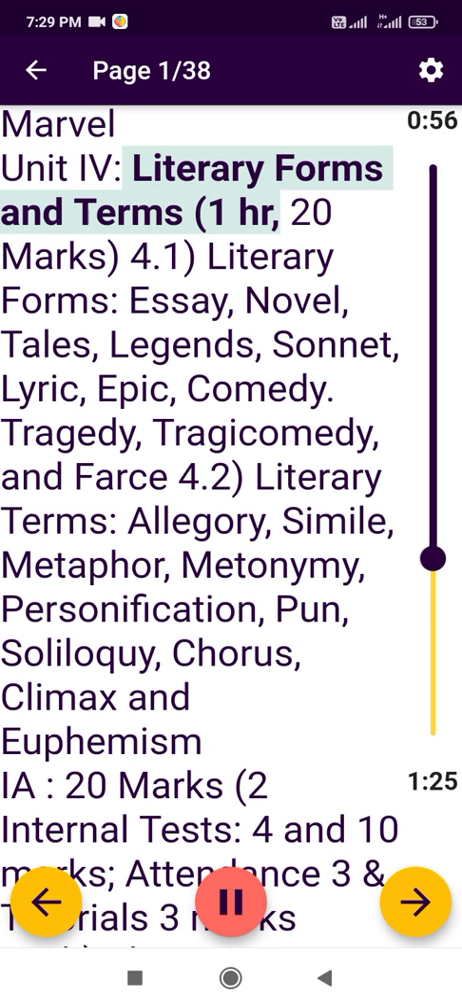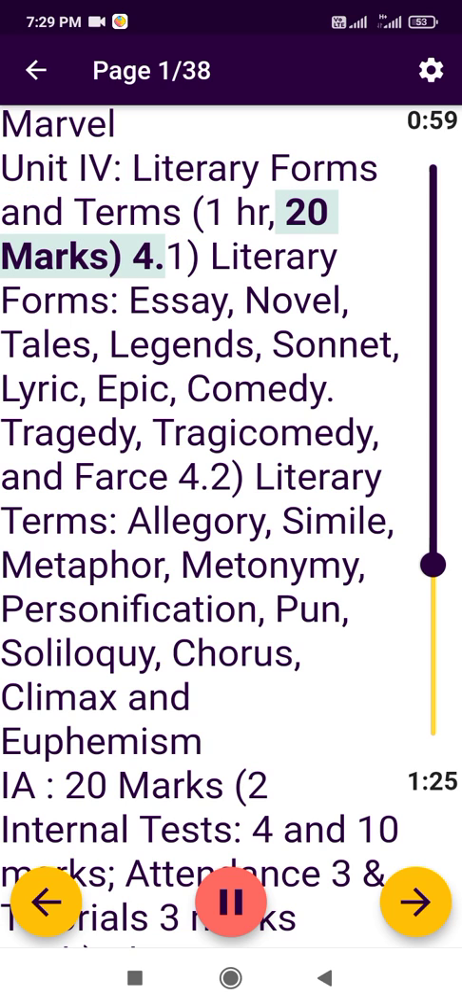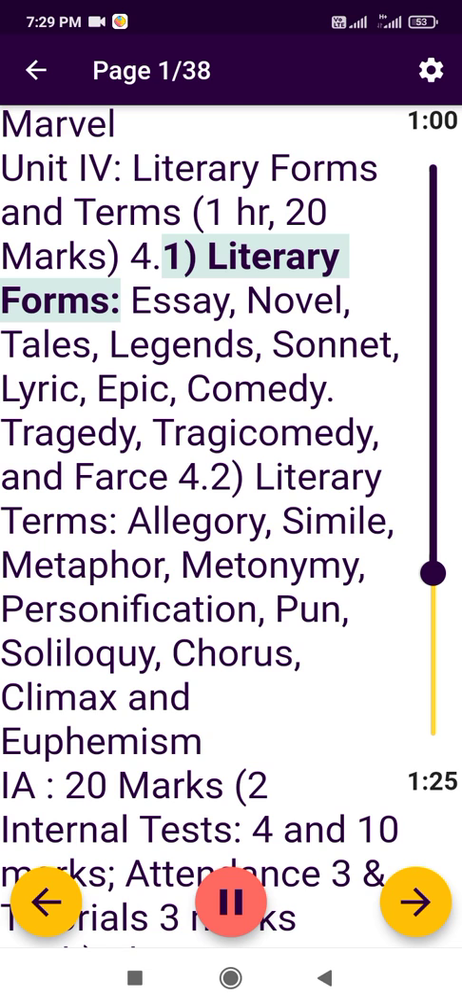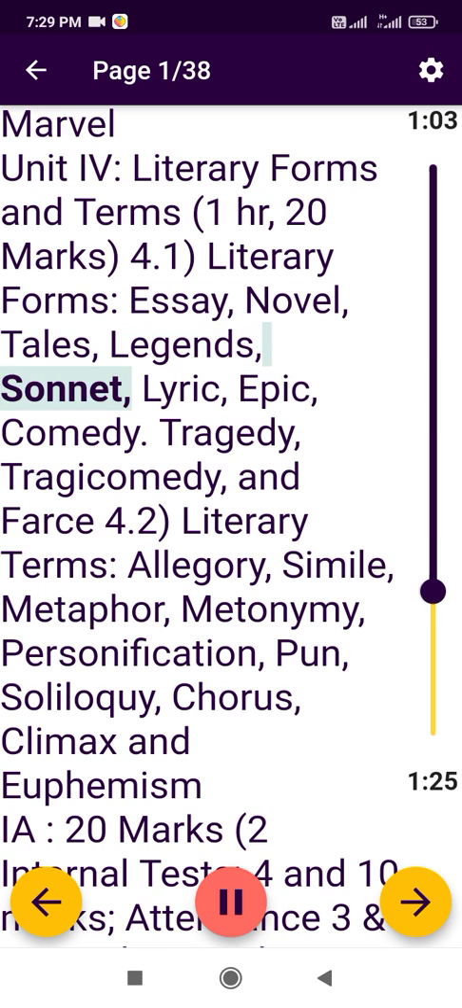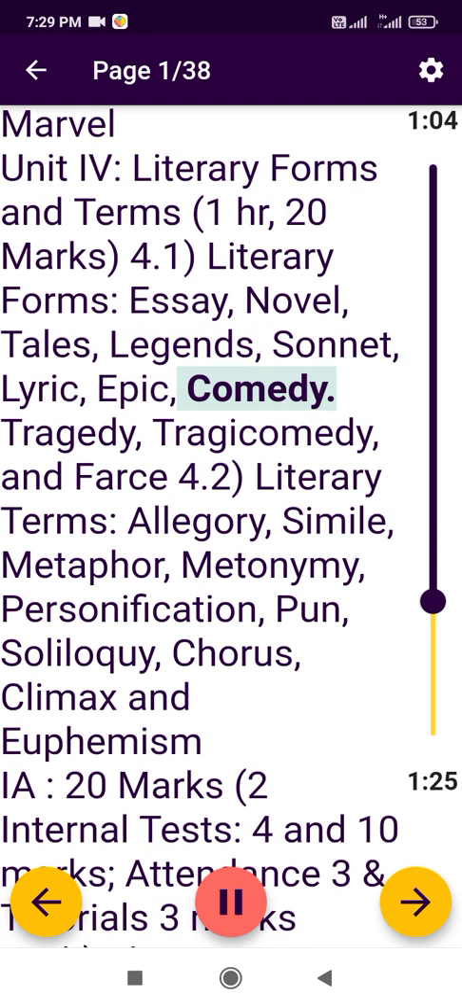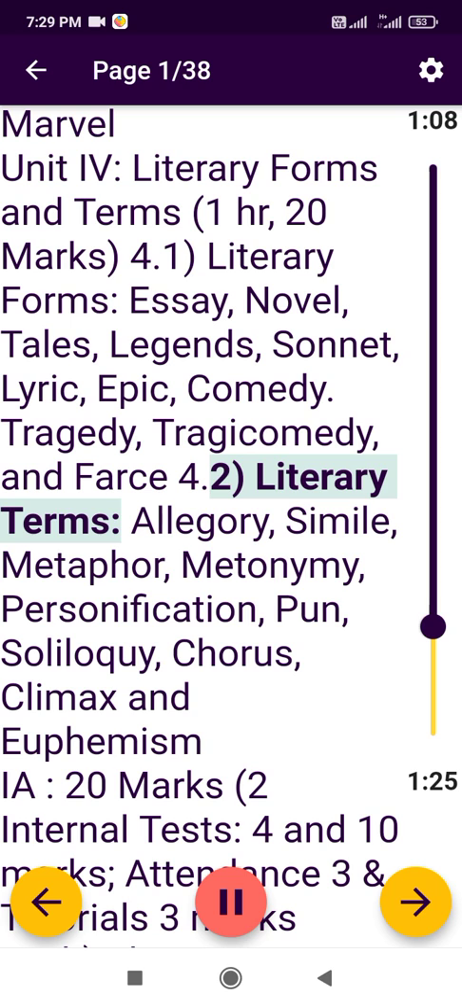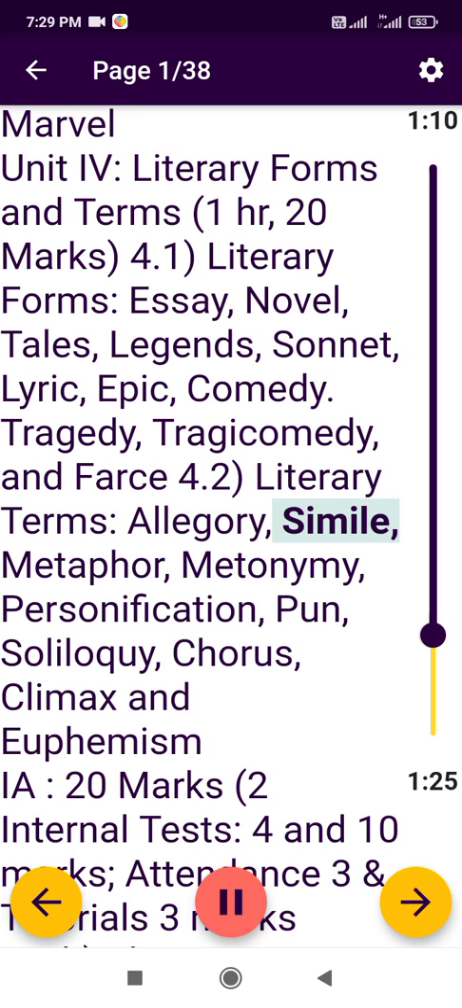Unit IV: Literary Forms and Terms, 1 hour, 20 marks. 1. Literary Forms: Essay, Novel, Tales, Legends, Sonnet, Lyric, Epic, Comedy, Tragedy, Tragicomedy, and Farce. 2. Literary Terms: Allegory, Simile, Metaphor, Metonymy, Personification, Pun, Soliloquy, Chorus, Climax and Euphemism.